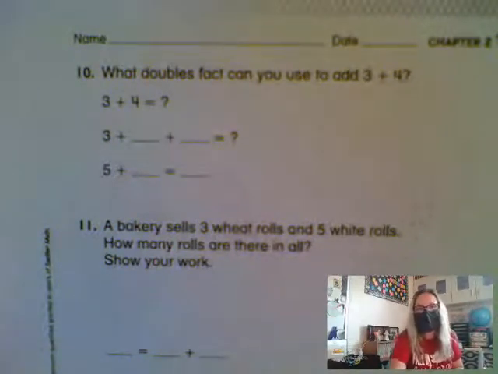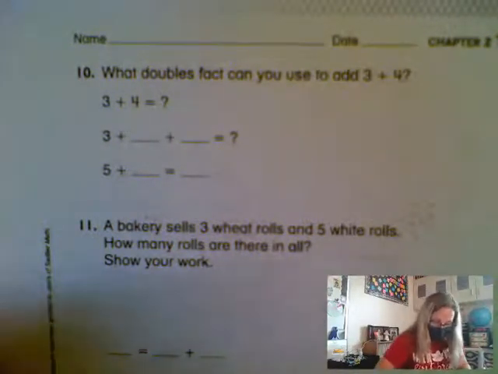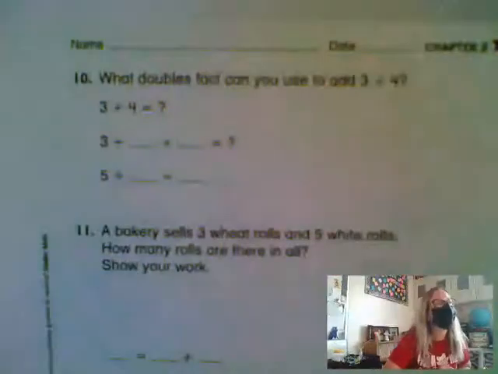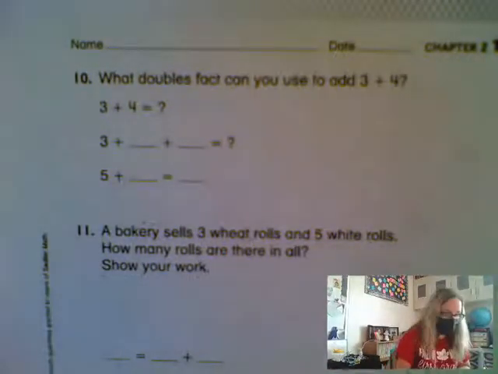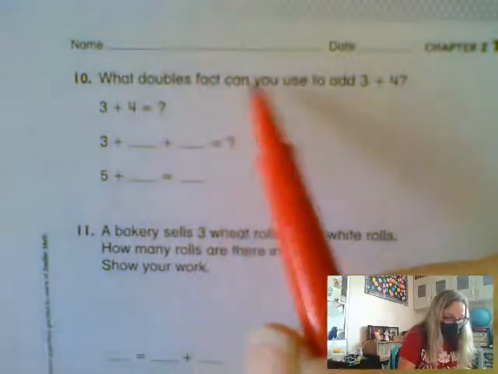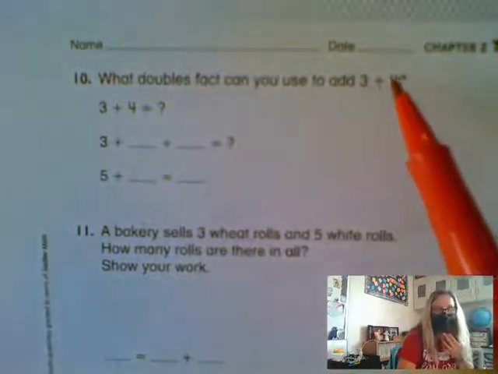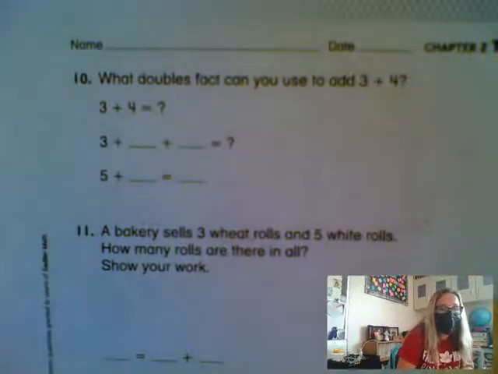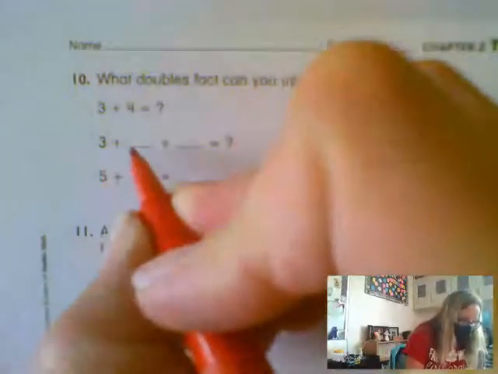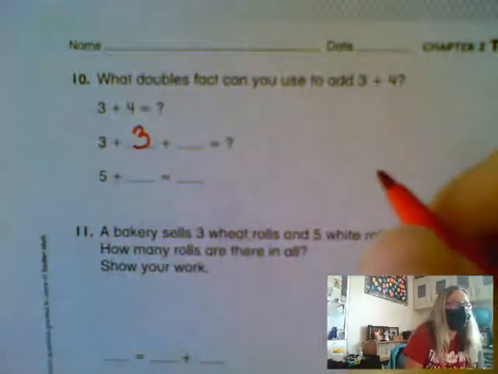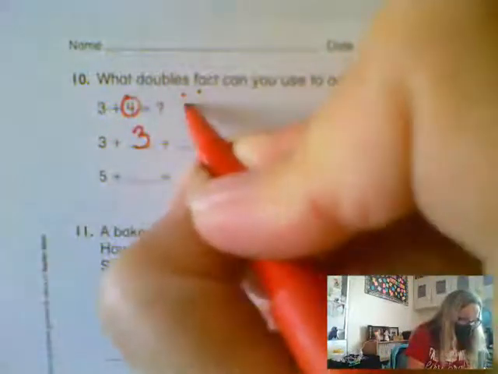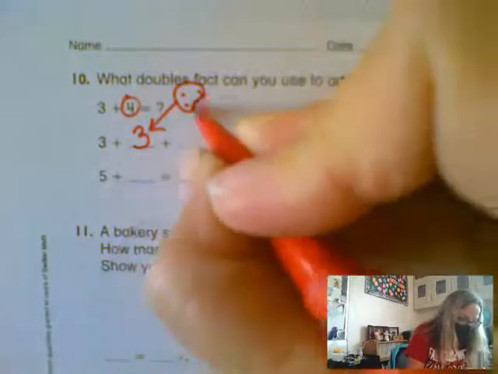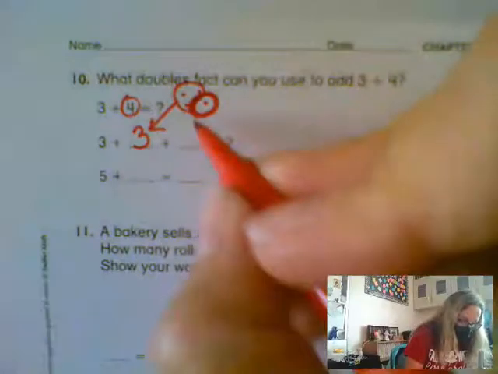All right, I have flipped my paper over. I am at the top now of page 17 and 18. There's a number 10 for the first problem on that page. And it says here, what doubles fact can you use to add 3 plus 4? So what we're going to do is make 3 plus 3. That's a doubles. If I had 4, 1, 2, 3, 4, and I just took these 3 and put them here, however many I have left over right here, I'll put there.